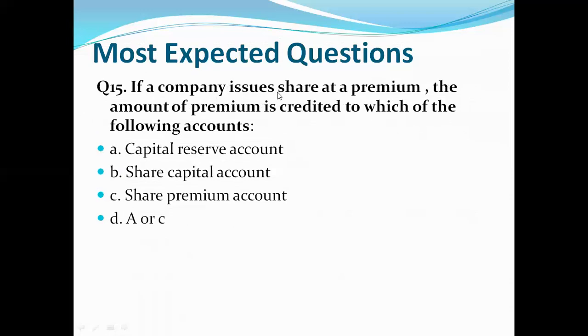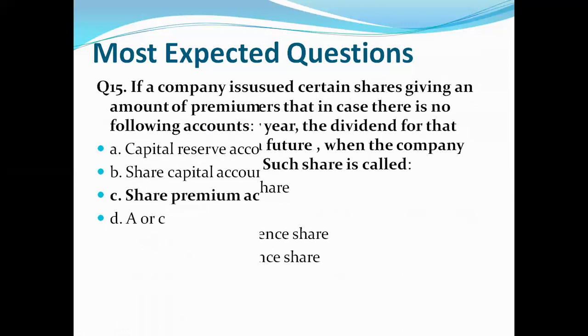If a company issues share at a premium, the amount of premium is credited to which of the following account? Our options are capital reserve account, share capital account, share premium account, A or C. Let's see what is the correct answer. Correct answer is C, share premium account. Let's move to question number 16.